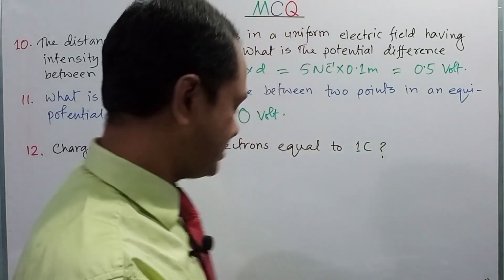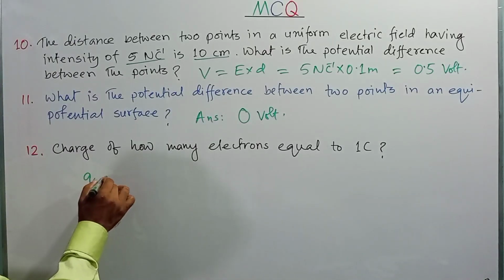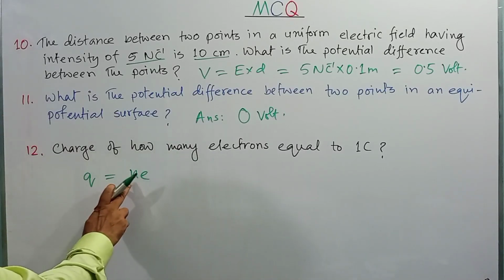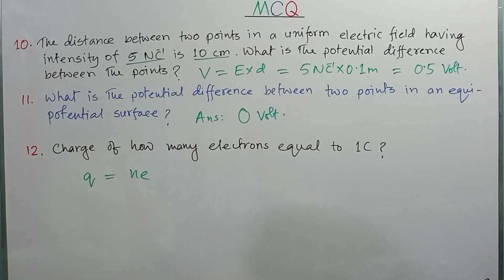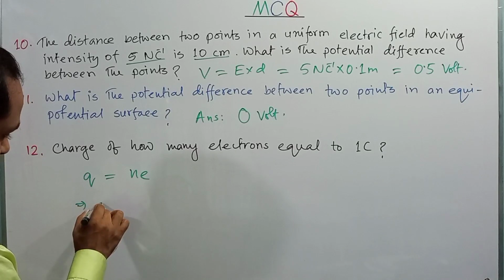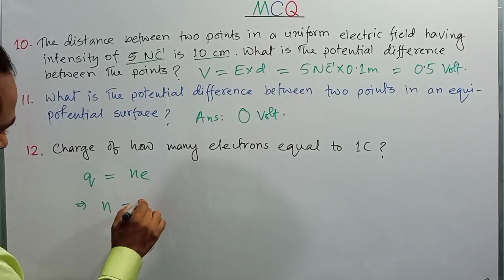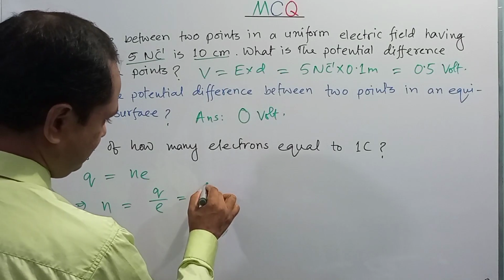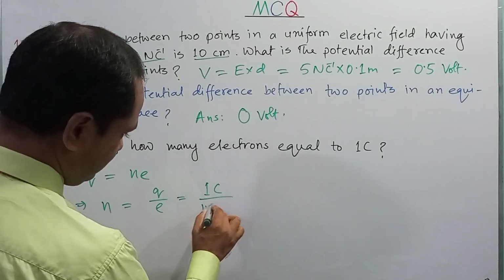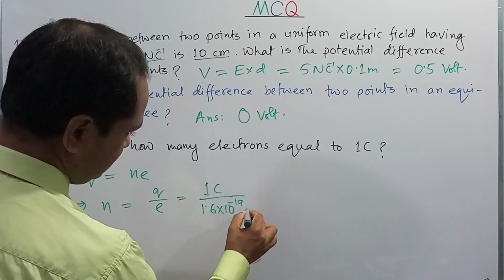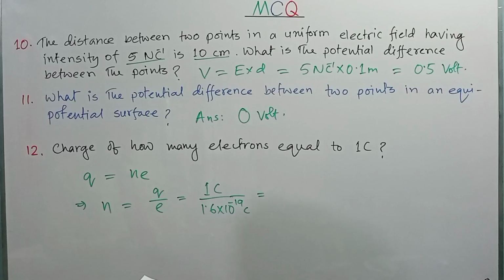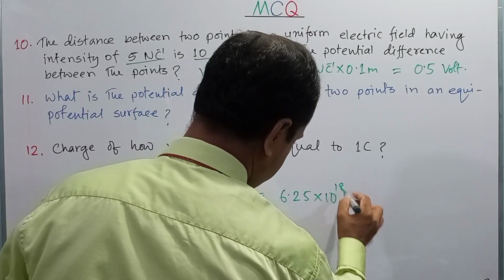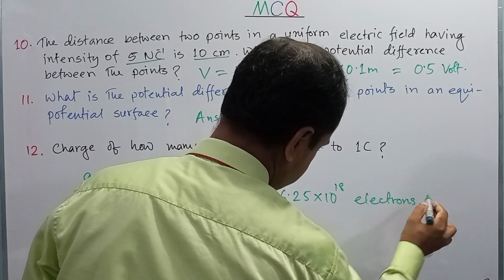So to solve this question, dear student, we can use the expression, you know, amount of charge Q is equal to N multiplied by E. Here Q is total charge, N is number of electron and E is the charge of electron. So from the expression we can determine the value of N, that is the number of electron, will be Q divided by E. So here value of Q is 1 coulomb and E, charge of electron, is 1.6 into 10 to the power minus 19 coulomb. So after the calculation you will get 6.25 into 10 to the power 18 electrons, right?